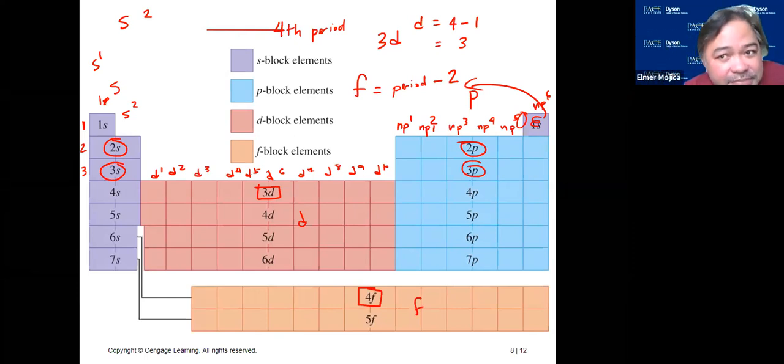So next meeting, we're going to have an example of this configuration. How are we going to write the electron configuration in a given element.